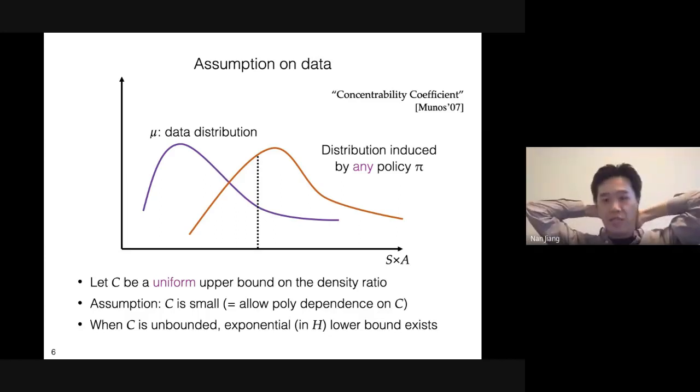I can give a more detailed definition of concentrability coefficient. I don't have a more precise definition in this slide, but the lower bound will be more concrete.